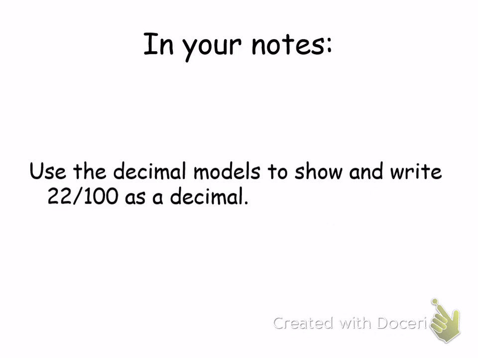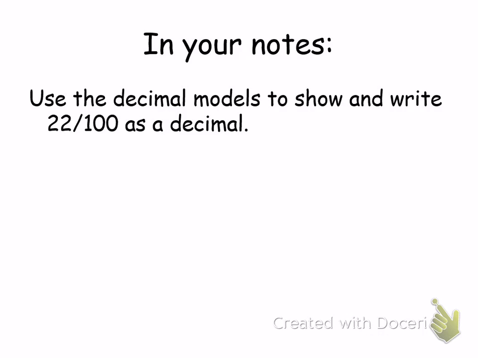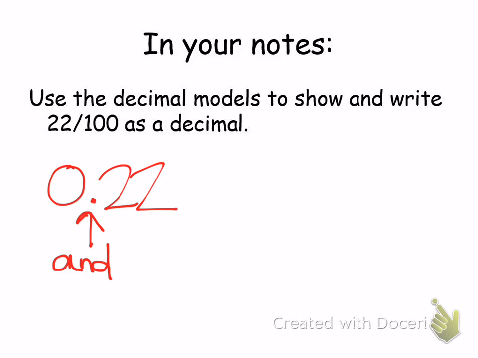Here's our next one we're going to try. Include this in your notes. Use the decimal models to show and write 22 hundredths as a decimal. So again, in your notes, color in 22 little boxes on your hundredths chart. So you should have 2 full rows colored and 2 extra, which gives us 0. We always read a decimal point as the word and. So 0 and 22 hundredths. So the last number here ends in the place value that I'm talking about. So I have 22 hundredths.